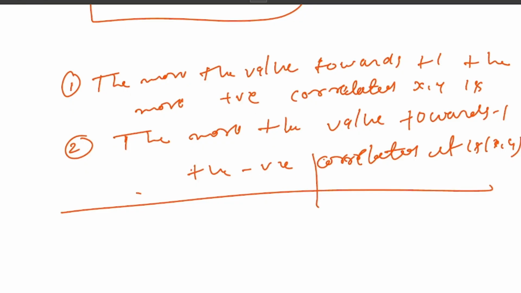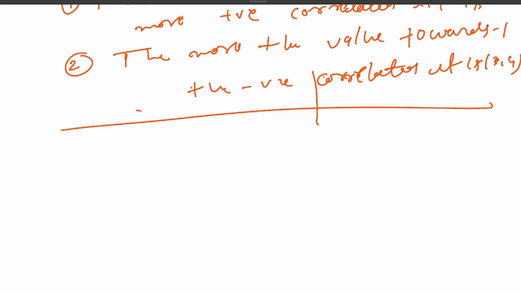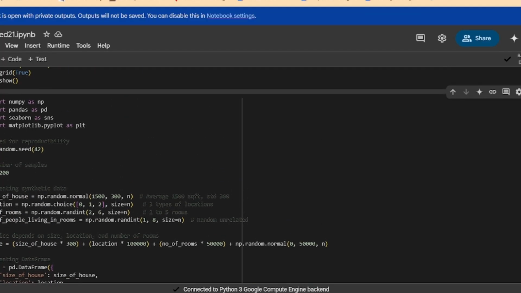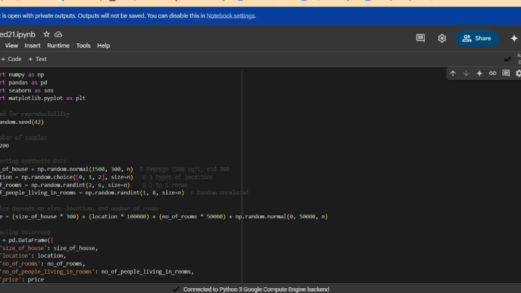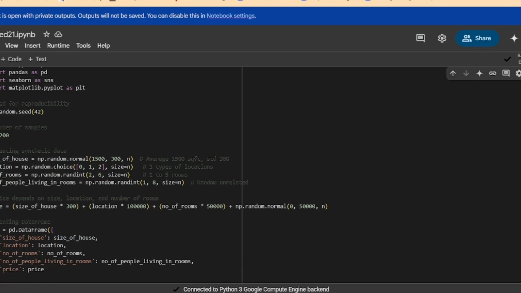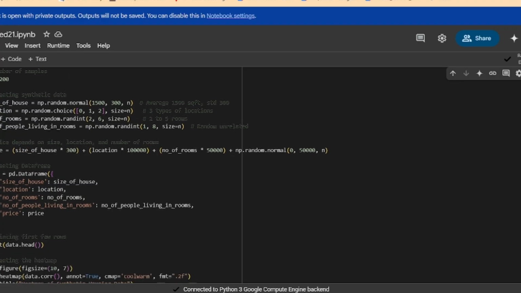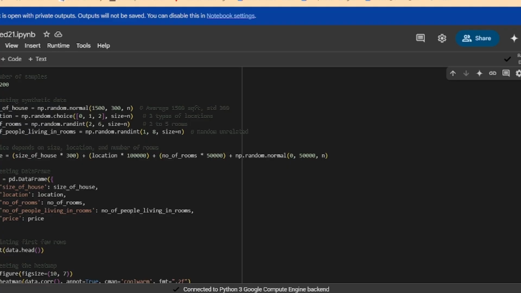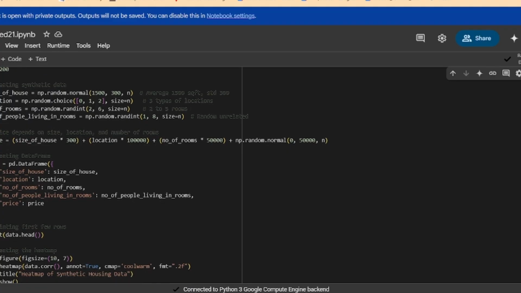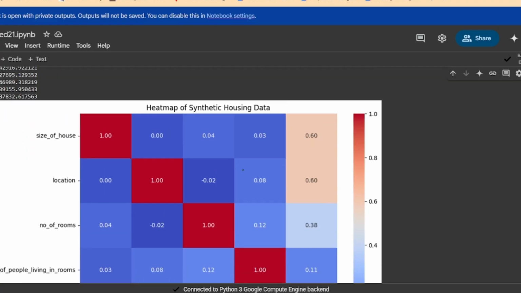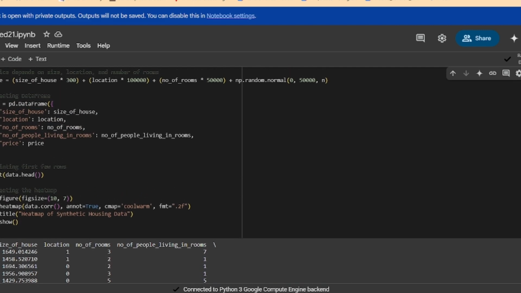Now I have written some code in Python, so I will show you how the correlation looks like in the heat map. Firstly, I have imported NumPy as np, Pandas as pd, Seaborn as sns and matplotlib as plt, right? And then I have set the seed value to 42, which everyone usually uses. Number of samples n equal to 200. So I am creating synthetic data to visualize the correlation between the features, right? To see the correlation, we need to use the heat map.